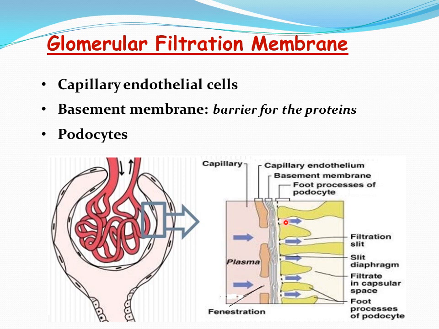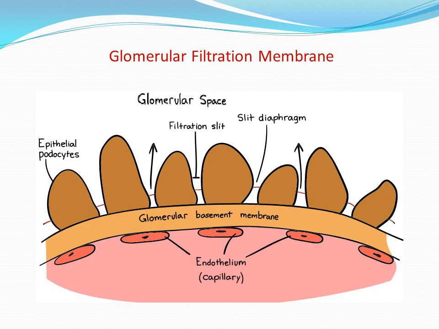Again, these slits are bounded by a diaphragm. You can see this thin diaphragm. This diaphragm also contains very thin pores through which substances can be filtered. So this is the glomerular filtration membrane.